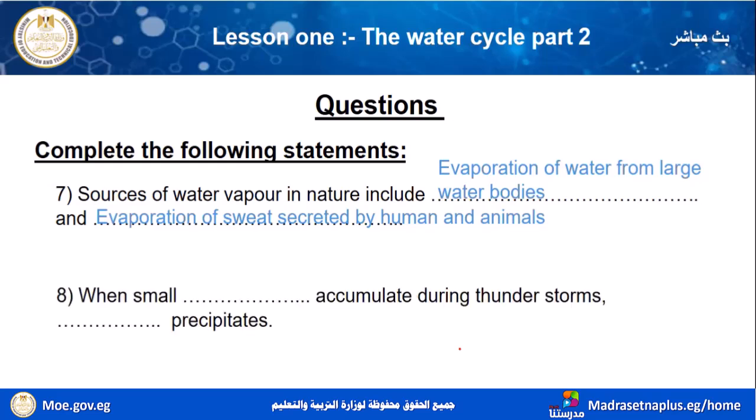Question number 8. When small ice crystals accumulate during thunderstorms, hail precipitates. So, when small ice crystals accumulate during thunderstorms, hail precipitates.